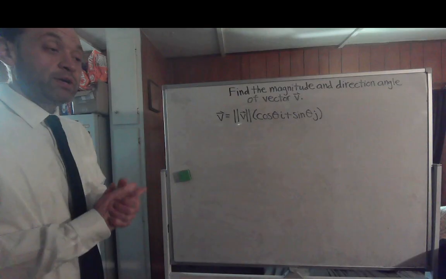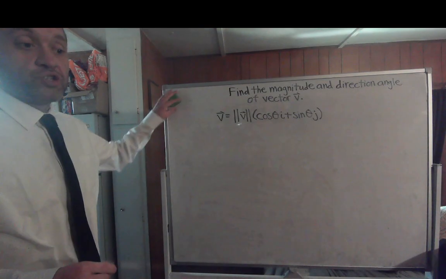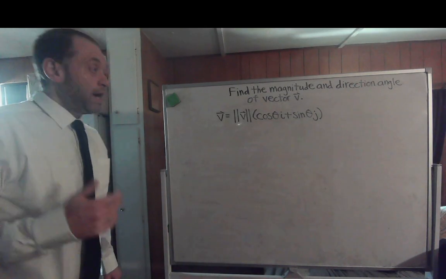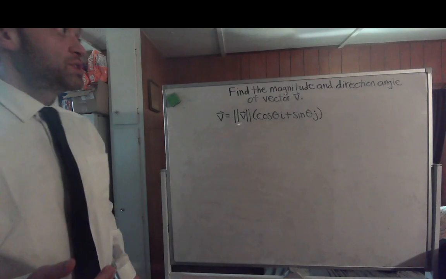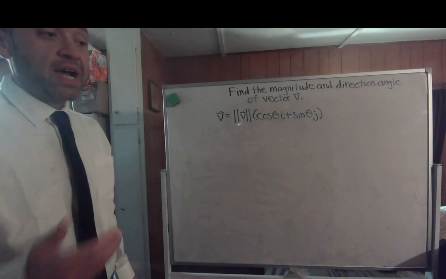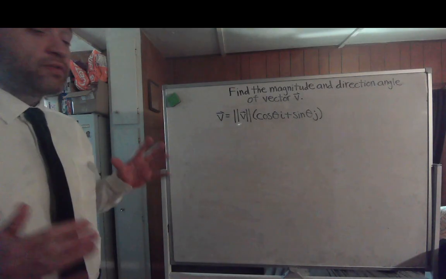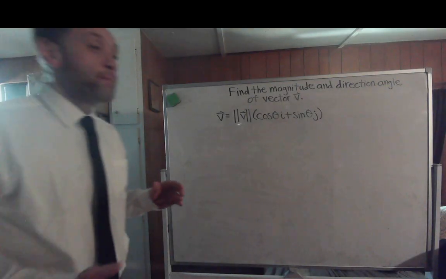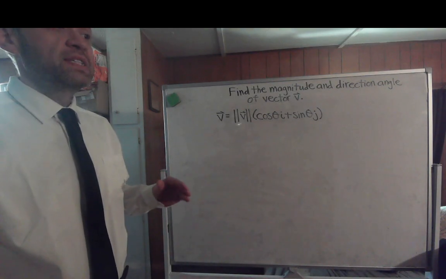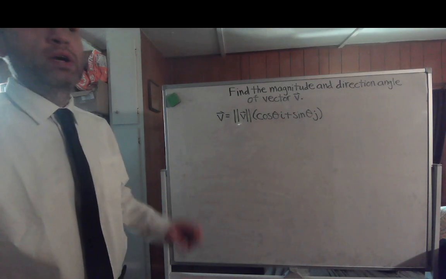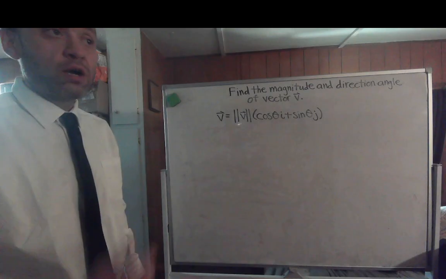So today we are going to talk about trigonometry and vectors. How we're going to start is we're going to talk about finding a magnitude and a direction angle of a vector. The goal of this is to figure out what angle a particular vector makes with the positive x-axis, going the normal counterclockwise route.